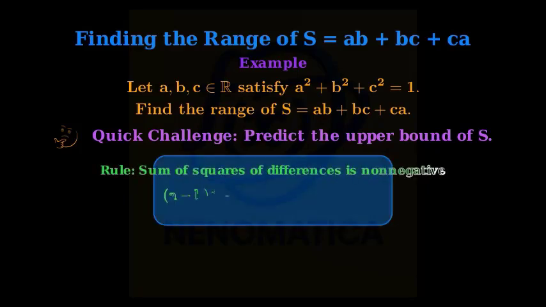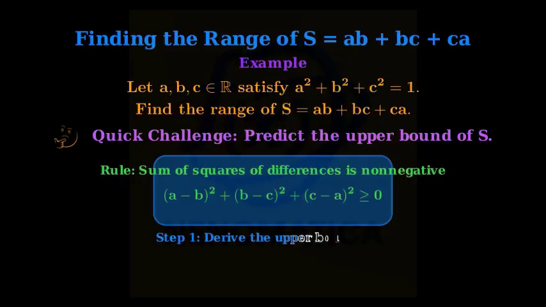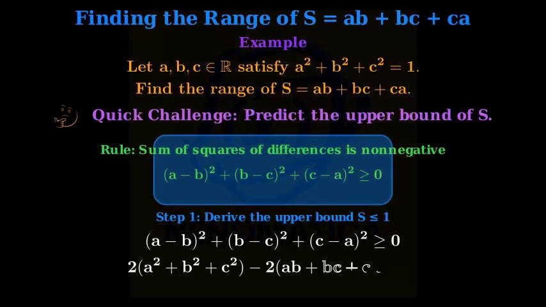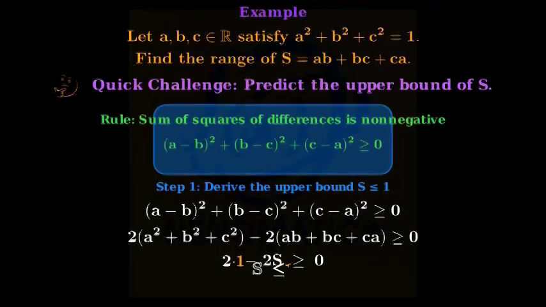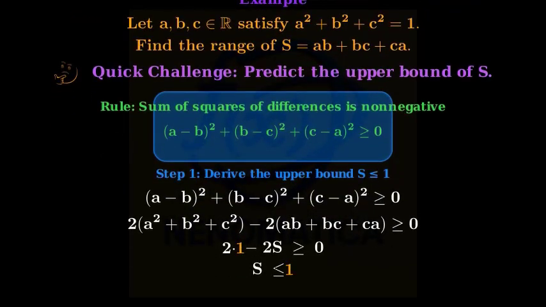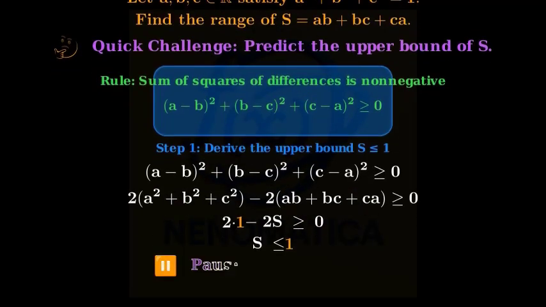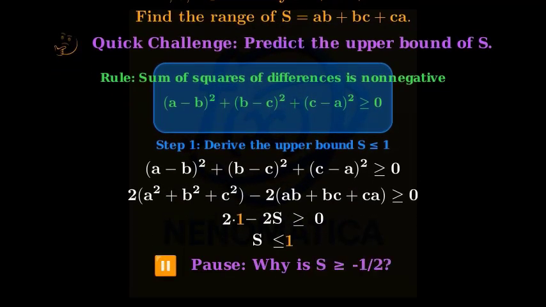Step 1. We use the rule that the sum of squares of differences is non-negative. Then expand. Substitute a squared plus b squared plus c squared equals 1, and isolate S. Notice the orange highlights mark what changed from the previous line. Pause and reflect. Why must the lower bound be at least -1/2?